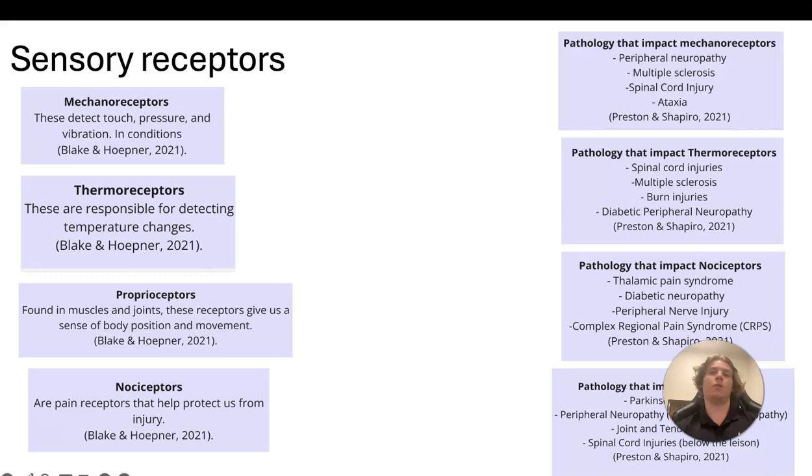Mechanoreceptors help us feel touch, pressure, and vibration. If damaged, like in multiple sclerosis, we might lose fine touch, making daily tasks difficult, like buttoning up a shirt. Thermoreceptors sense temperature. Nociceptors detect pain, and proprioceptors found in muscles and joints tell us where the body is in space. Diseases like Parkinson's impair this sense, leading to coordination and balance problems.